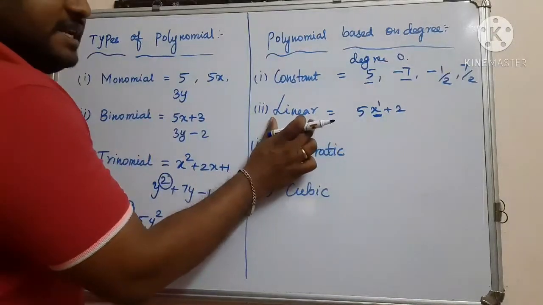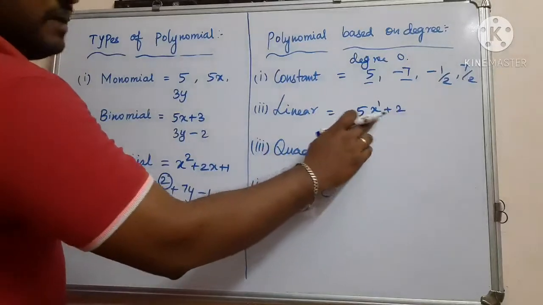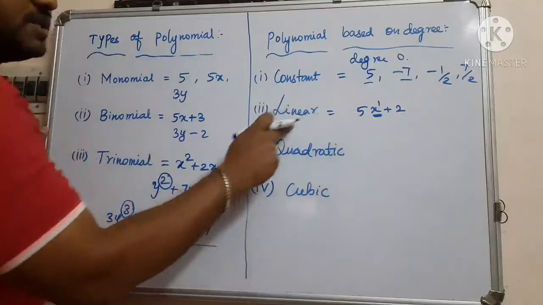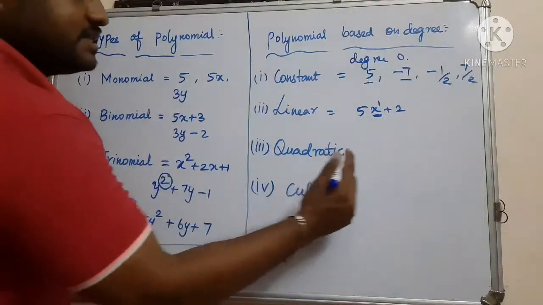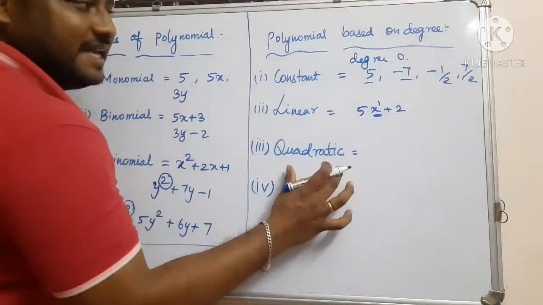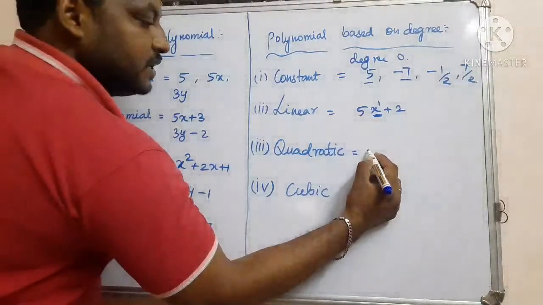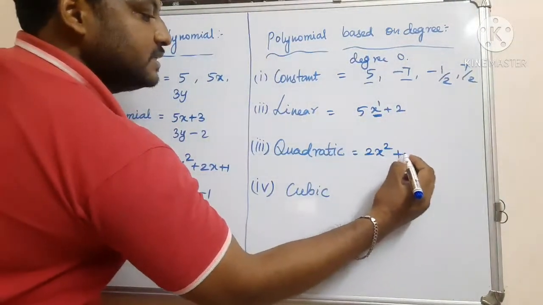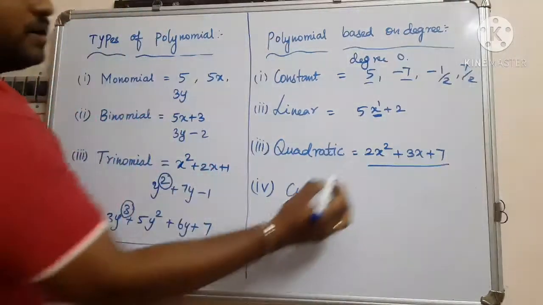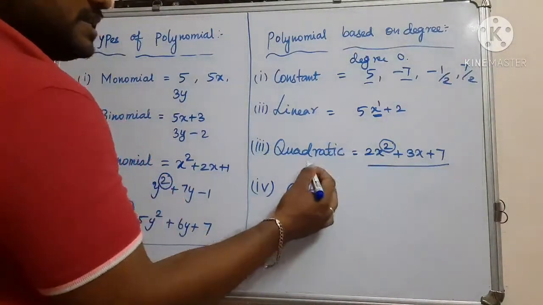And then the second one is a linear polynomial, which means the highest degree must be equal to 1. So 5x plus 2: x is a variable, and the variable power is 1. That is called a linear polynomial. And the next one is a quadratic polynomial. Quadratic polynomial means the highest power is 2, that means the degree must be equal to 2. For example, 2x square plus 3x plus 7. This is a quadratic polynomial because the variable's highest power is 2.